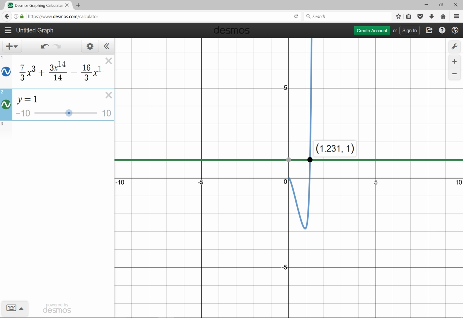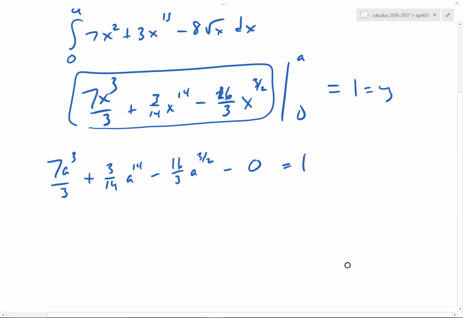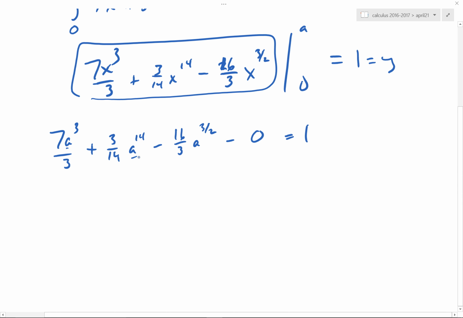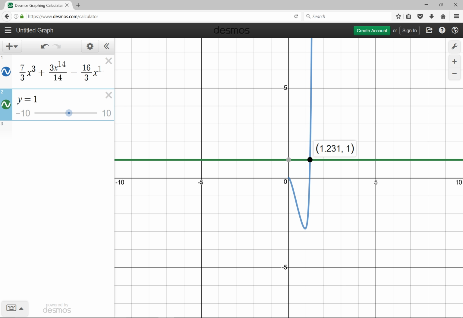Nice job. 1.23. Look at it. This is where you need to find a value of x, or a in this case, where that thing equals 1, yes? And where does it equal it? Right there. What if it crossed it more than one time? How would I know which one to use?